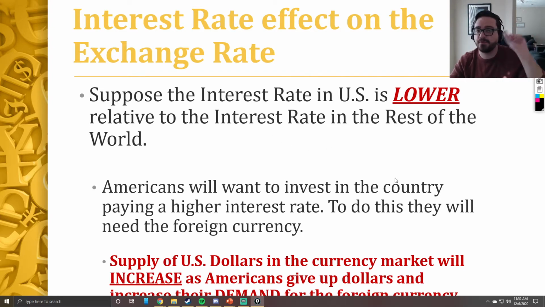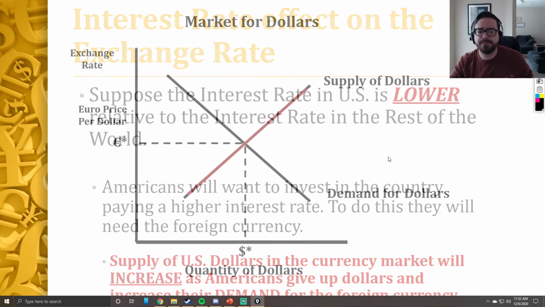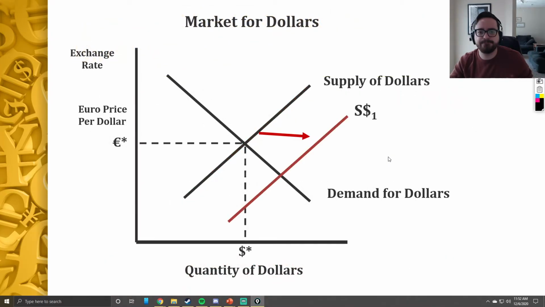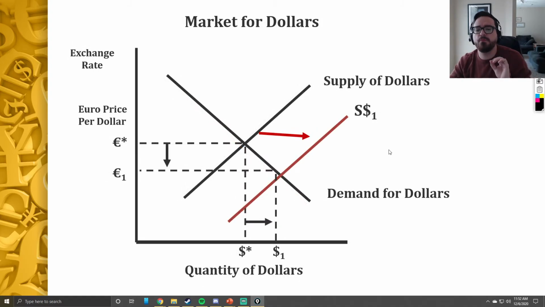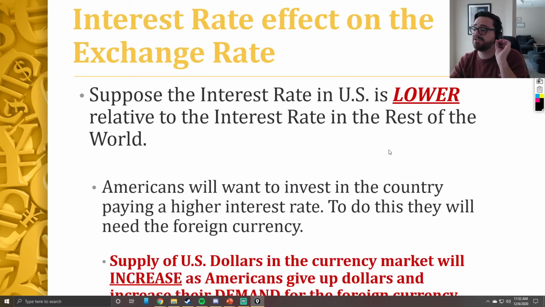So first example: interest rates in America are lower relative to the rest of the world, so investors don't want to invest here. Oh, I should actually explain this one. If interest rates in America are lower, you could solve it two ways. You could say that Americans will want to invest more in other countries, because that would mean a higher interest rate. You can also say other countries would want to invest less in America. So there are actually two answers you could give.